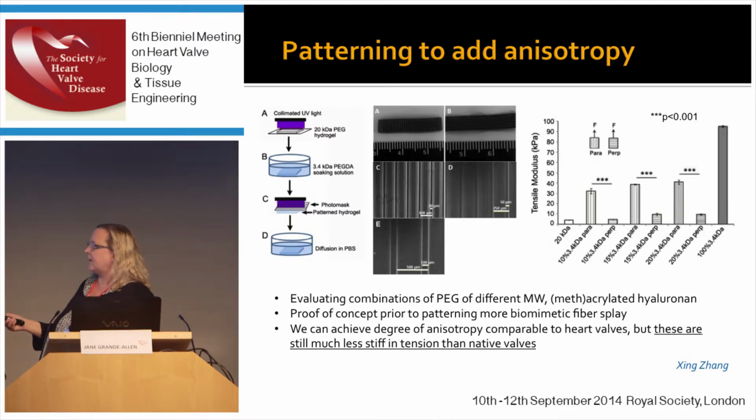And we have been looking at different combinations of PEG of different molecular weights, as well as reinforcing methacrylated hyaluronan or acrylated hyaluronan. And really, heart valves aren't striped. Heart valves have a fiber splay of collagen fibers, but this is more of just a proof of concept. And we are able to achieve an anisotropic ratio that's comparable to what heart valves have, but these are still much stiffer than heart valves.